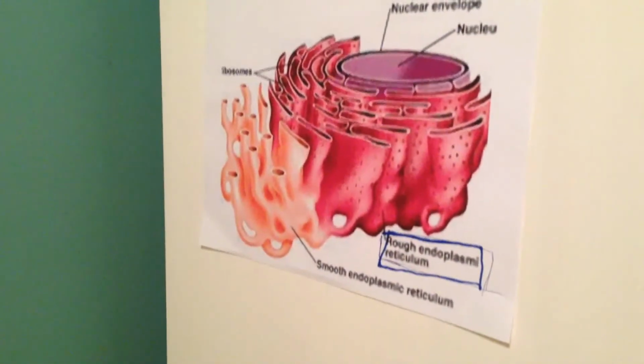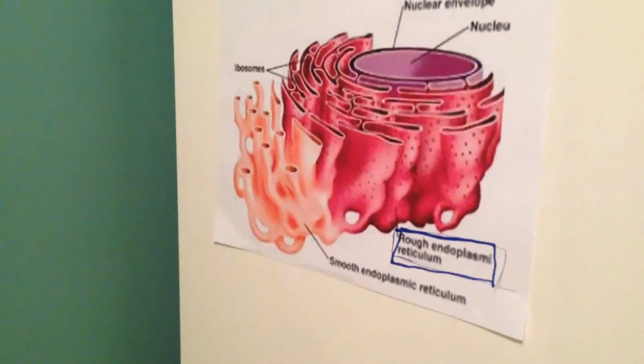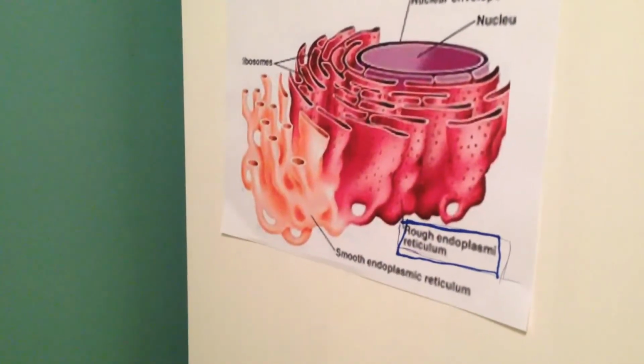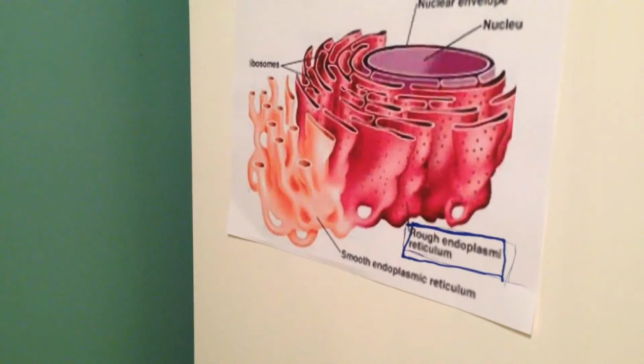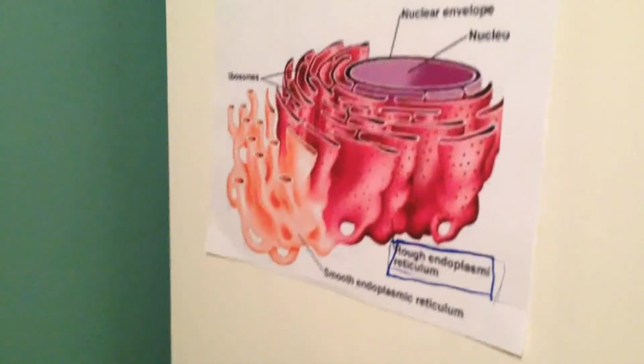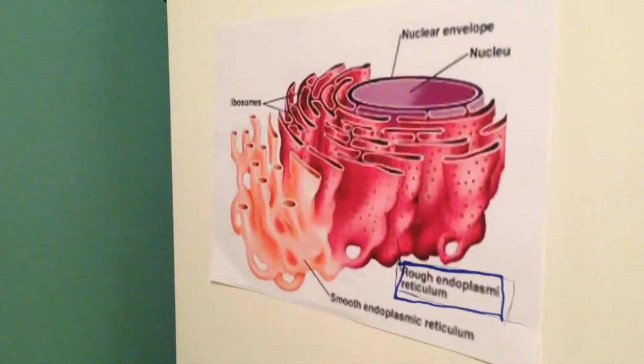There are two types of endoplasmic reticulum, smooth and rough. Rough endoplasmic reticulum is a form of endoplasmic reticulum that is studded with ribosomes. Since it has ribosomes stuck all over it, it has a bumpy appearance and is therefore called rough endoplasmic reticulum. Now I will talk about it.